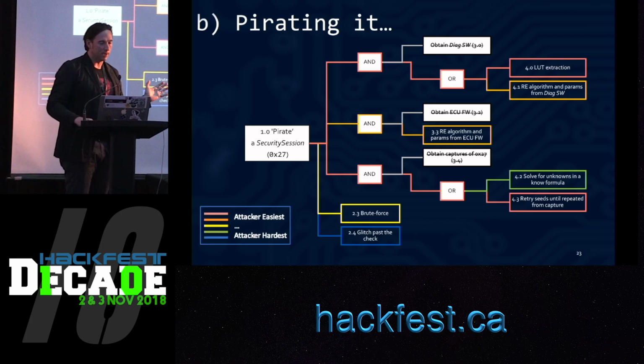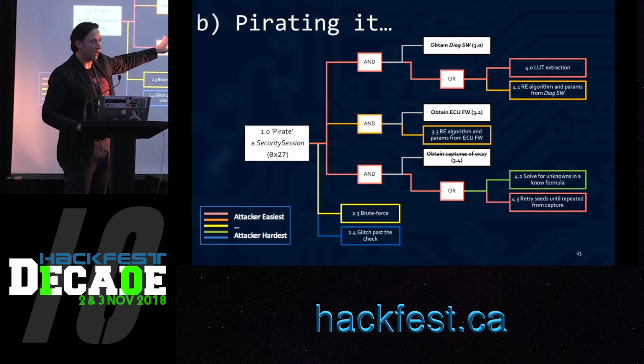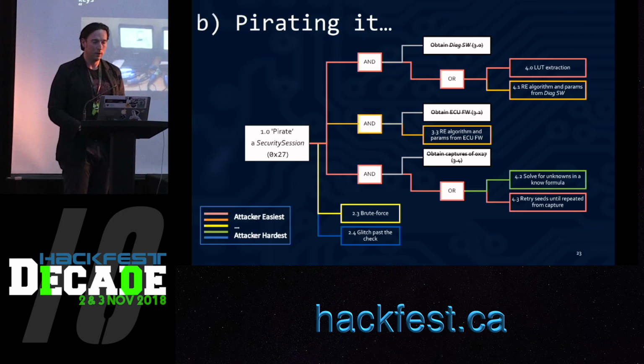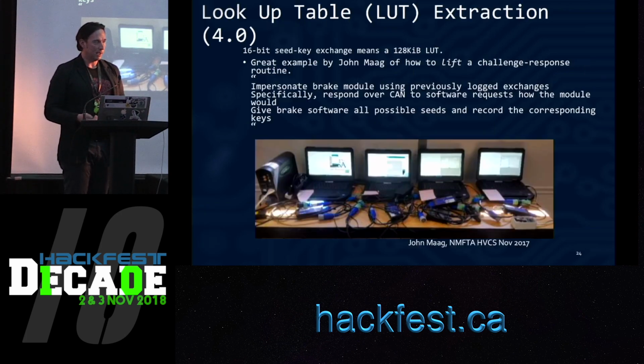I don't have to bore you with the notation, but the red stuff is easy for attackers and the blue stuff is kind of hard for attackers. I'm going to go all the way down to the weird things like glitching past the checks when we're talking about how you might bypass or unlock UDS. So first up, UDS is a 16-bit challenge response, which means that you can actually extract the lookup table for this thing, right?